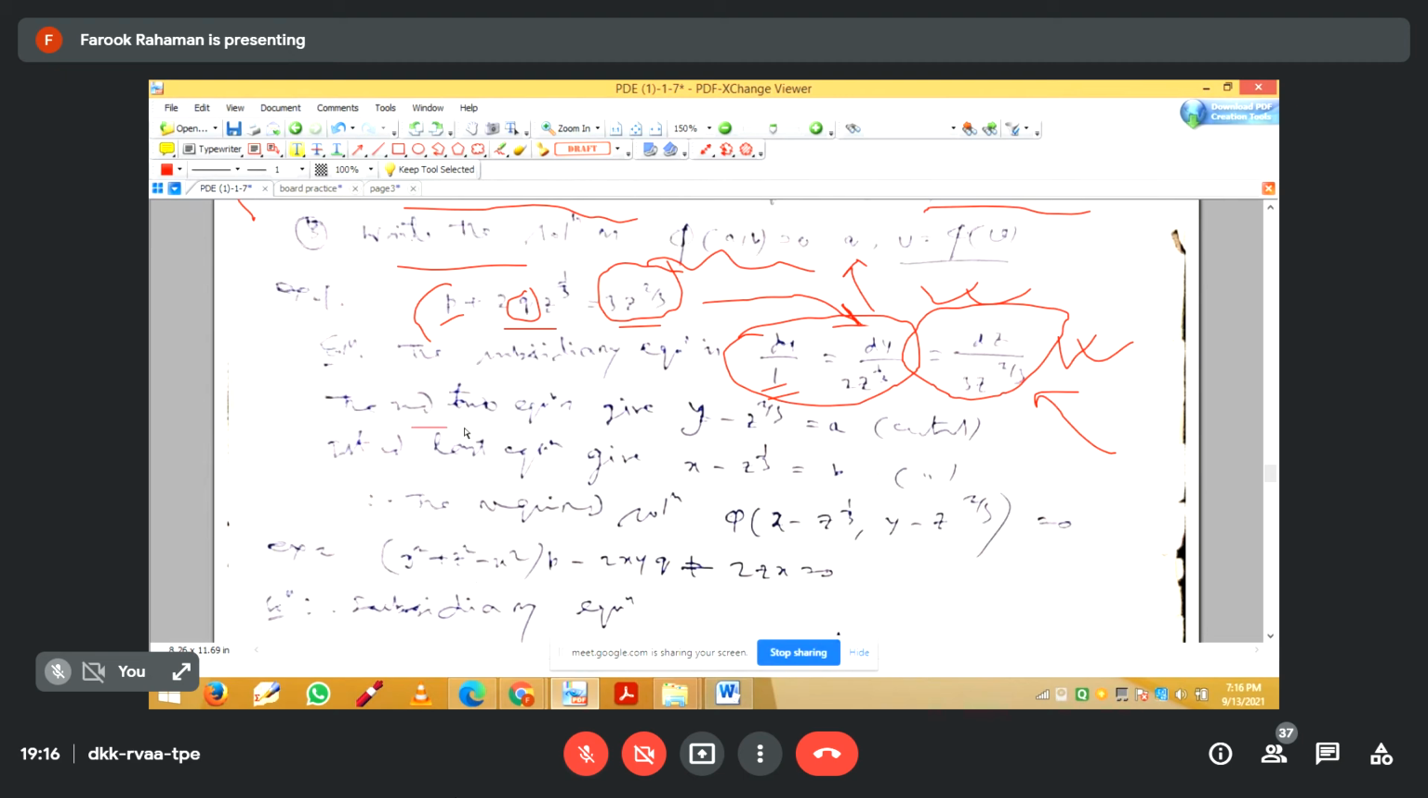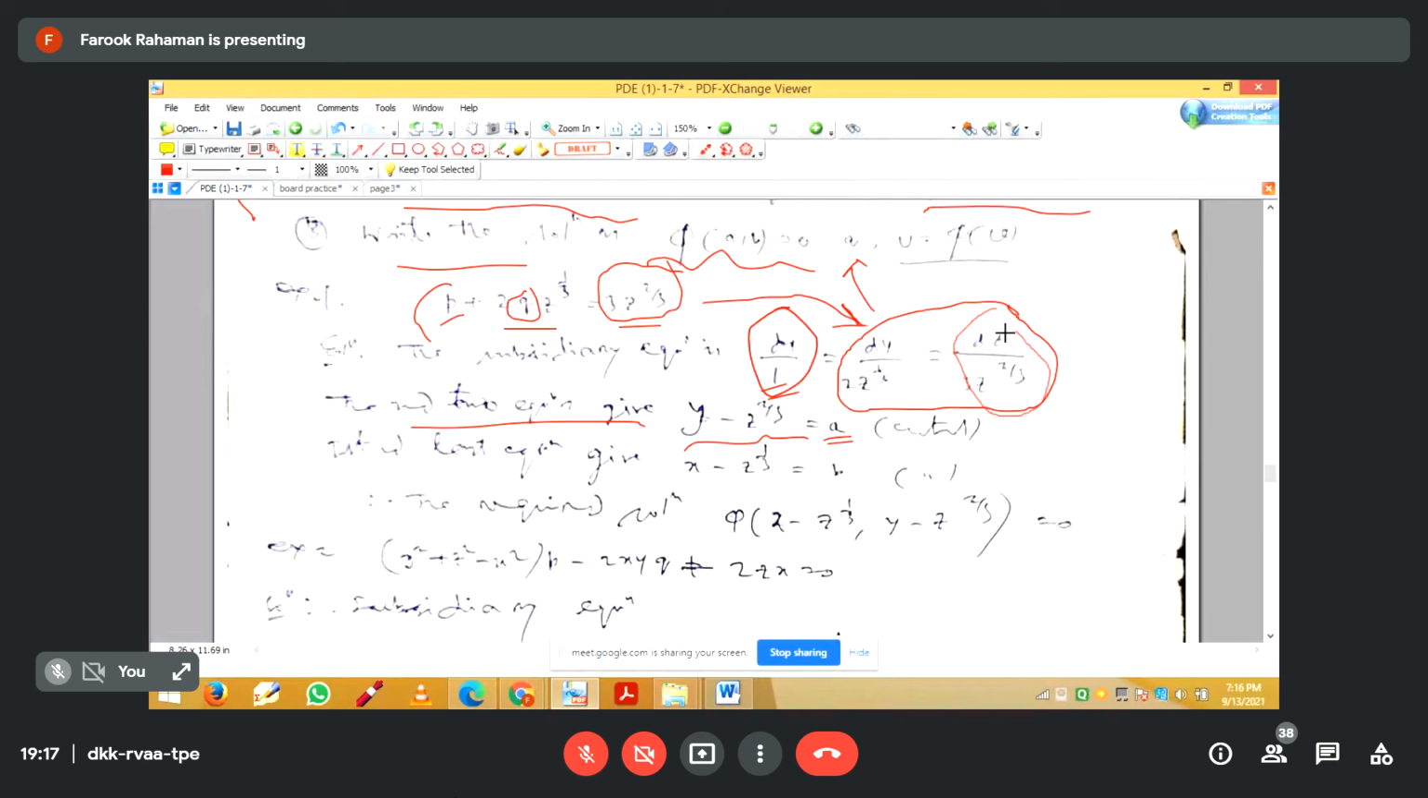Now the second and third equation gives, so we use the second and third. One can easily find dy on the left hand side and dz by a function of z only on the right hand side. So one can easily solve this one. We call the constant b. And first and last, one can easily solve. The solution is x minus z to the 1/3 equal to b.